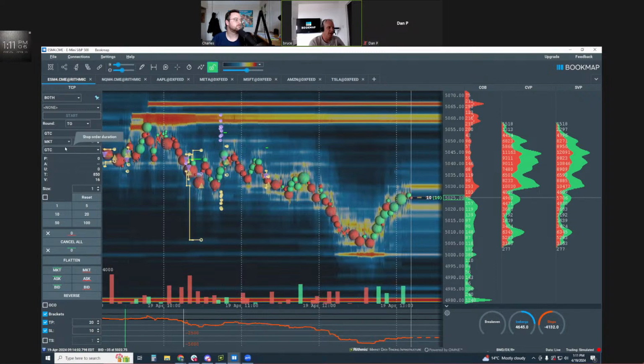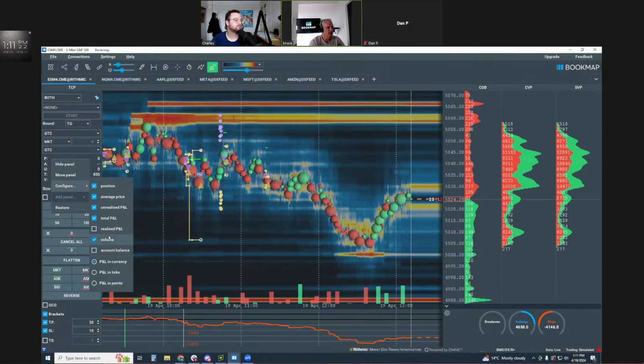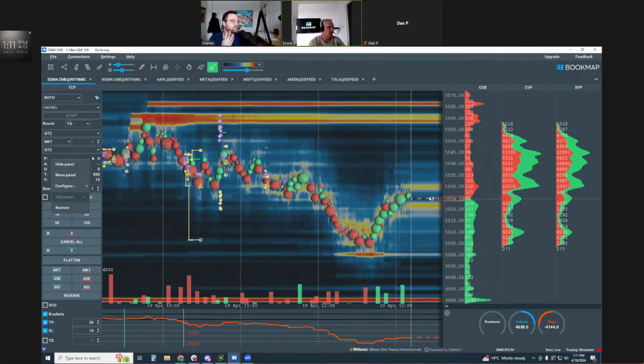I'll cover that in a minute. But then you also have the stop duration. So how long do you want it in the market? Good till cancel, fill or kill, or immediate or cancel. And then these are your positions. There's many in here. You can configure this and show all these different things: your profit, your position, unrealized profit, total profit, realized profit, and so on. Maybe you don't want to look at your profit and loss in terms of currency, but you can put it in terms of ticks or points. You have all of that good stuff here.